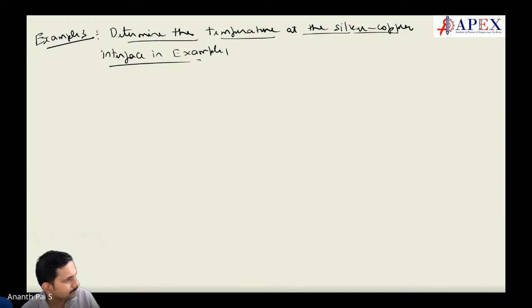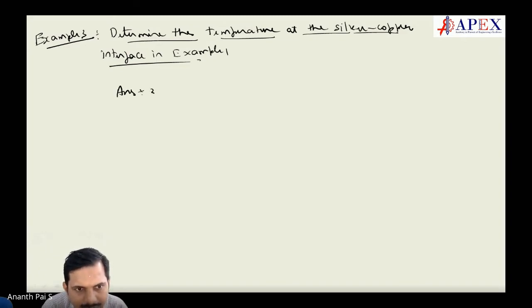What's the answer? 35.7. You understand the difference? Okay, so the answer is 35.7 degrees centigrade. Did everybody get this? Yes. Because practice is important.